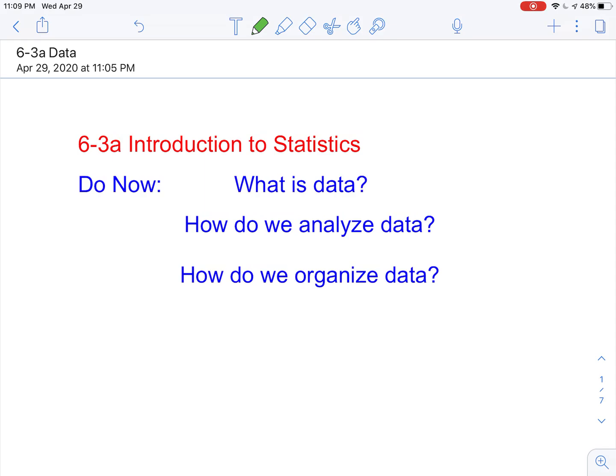So we are starting our very last section of Unit 6 and our very last section for the year before we start reviewing. So throughout this particular section, we are going to talk about data, how we collect data, what is it, what do we do with it, how we analyze it, how we organize it, and we're going to look at it from a bunch of different perspectives.